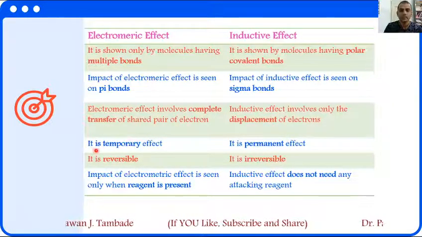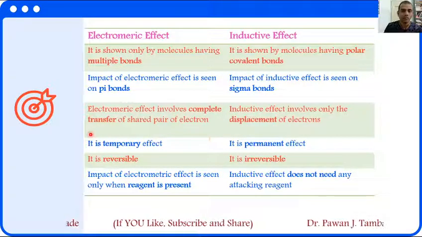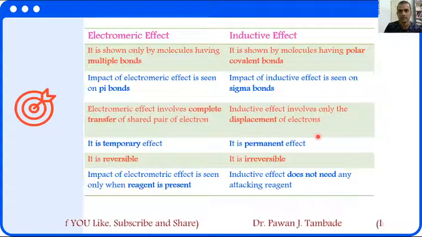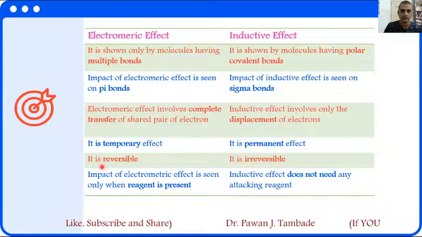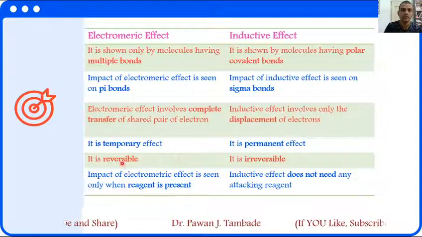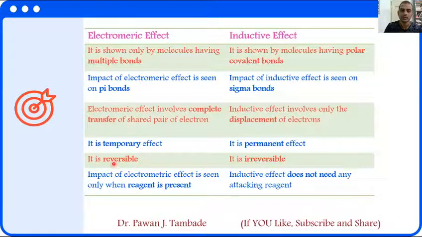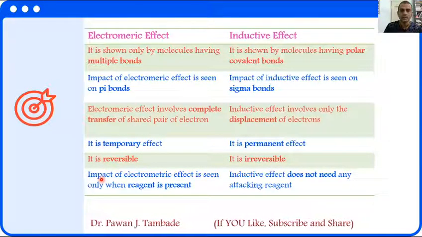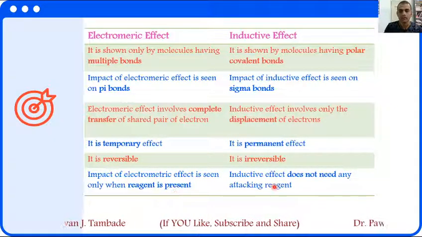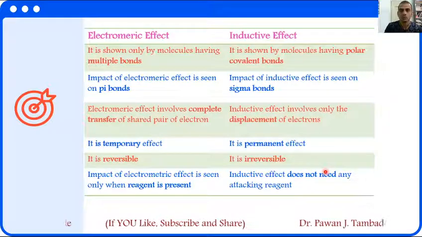The electromeric effect is a temporary effect. However, the inductive effect is a permanent effect. If we remove the reagent, then we cannot see the electromeric effect. But the inductive effect is obviously a permanent one. The electromeric effect is reversible and the inductive effect is irreversible. If we remove the reagent from the reaction, then we cannot see the electromeric effect, so it is reversible. And last but not the least, the impact of the electromeric effect is seen only when the reagent is present. However, the inductive effect does not need any attacking agent to show its effect.